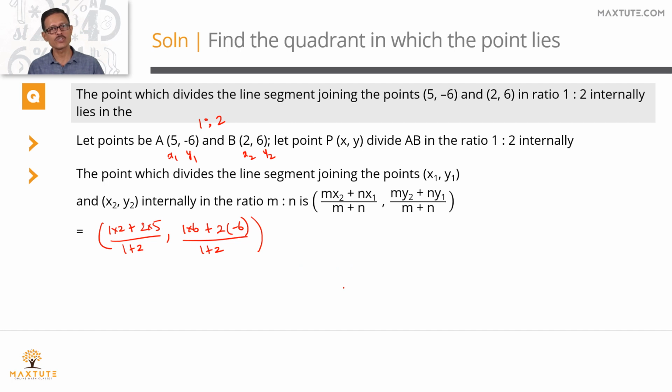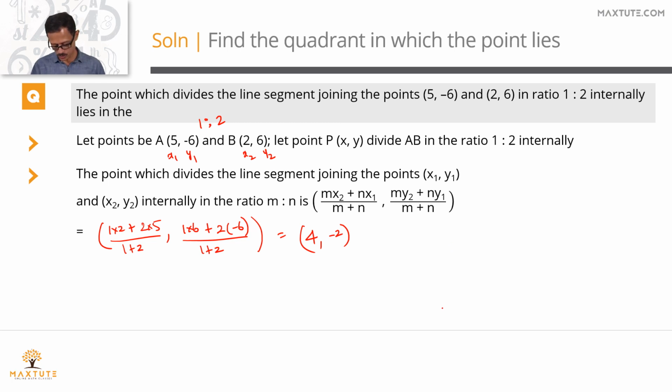So this will be the coordinates of this point, right? Let's quickly find out what this is. This is 2 plus 10, which is equal to 12 by 3, which is 4, comma, this is 6 minus 12, which is equal to -6 divided by 3, which is equal to -2. So the coordinates of this point are (4, -2).